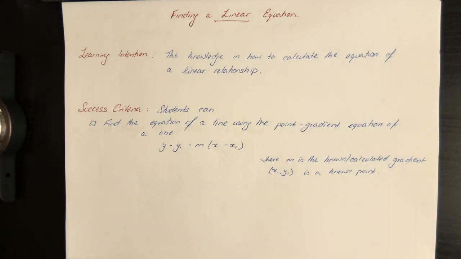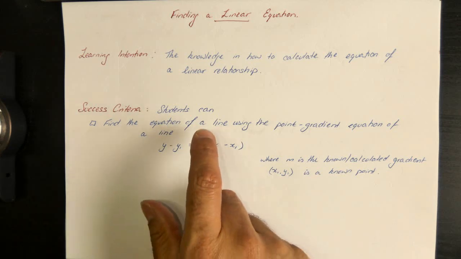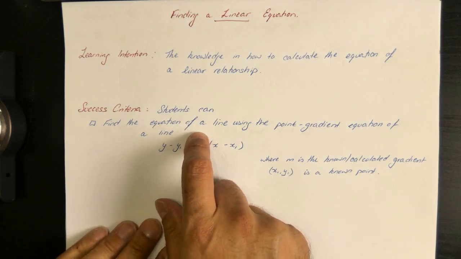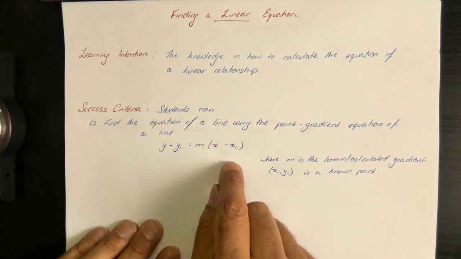Okay, so today we're looking at finding a linear equation. Our learning intention is to gain the knowledge in how to calculate the equation of a linear relationship. You may have done this in Year 9 or Year 10 linear relationships. You will be successful if you're able to calculate the equation of a line using the point gradient equation.